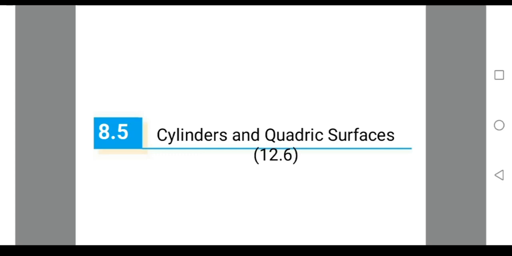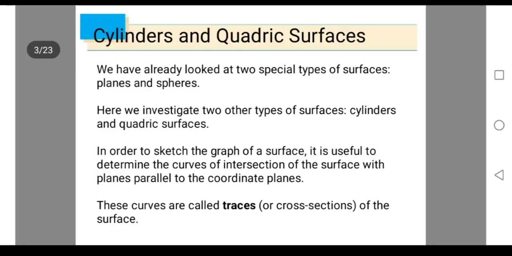Now we talk about a surface. This is something that is still traced, but as we move along the direction axis, it changes. So one of them changes in 3D and one doesn't. A cylinder doesn't change in 3D and a surface does change in 3D. We have already looked at special types of surfaces: first planes and then spheres. Here we investigate two other types of surfaces, which are cylinders and quadric surfaces.